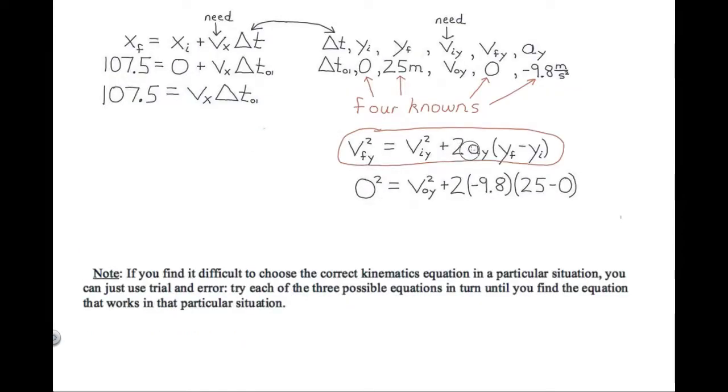This is the first video in this series in which we've used this kinematics equation. At this point in our solution, we needed to use either an equation that was missing delta t, or an equation that was missing v initial y. We chose this equation because it's missing delta t.